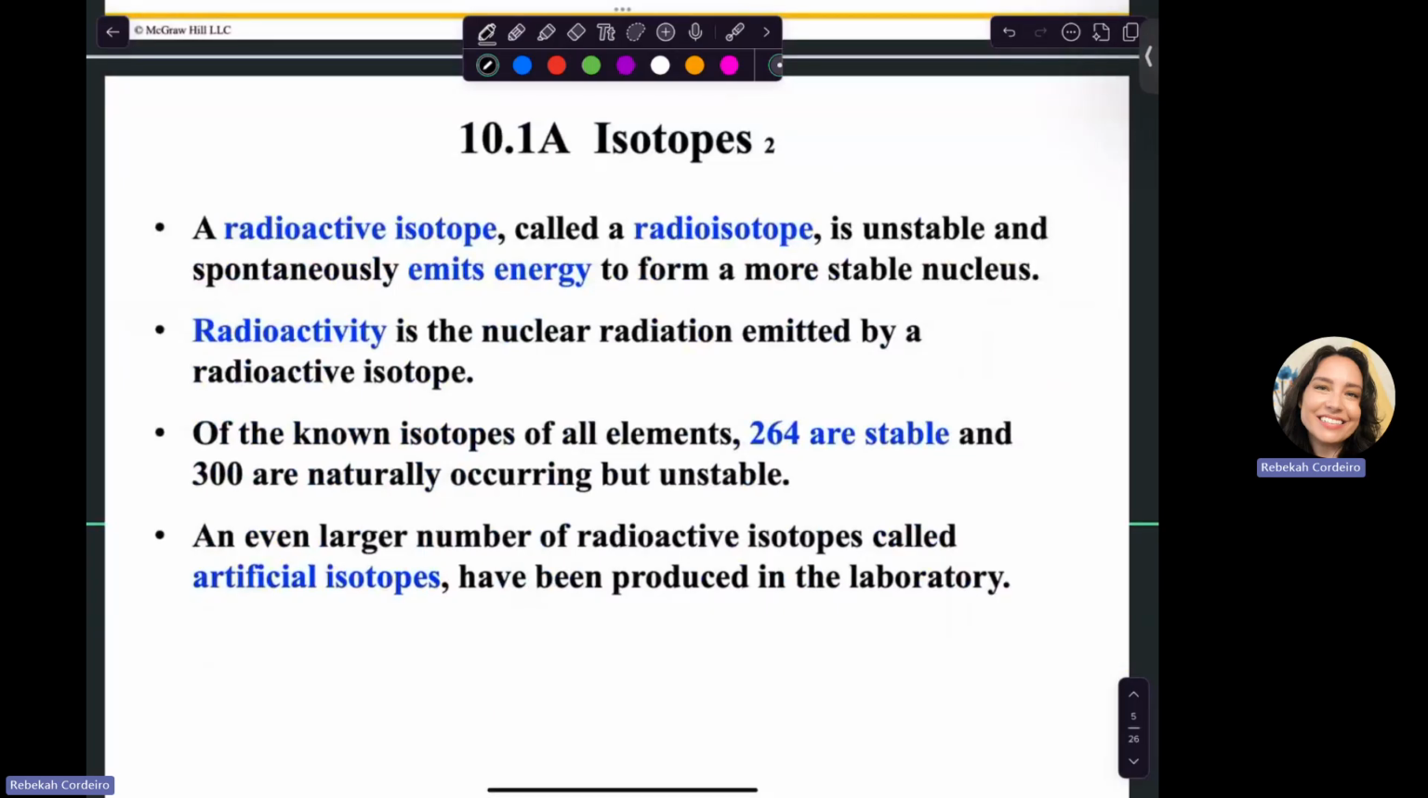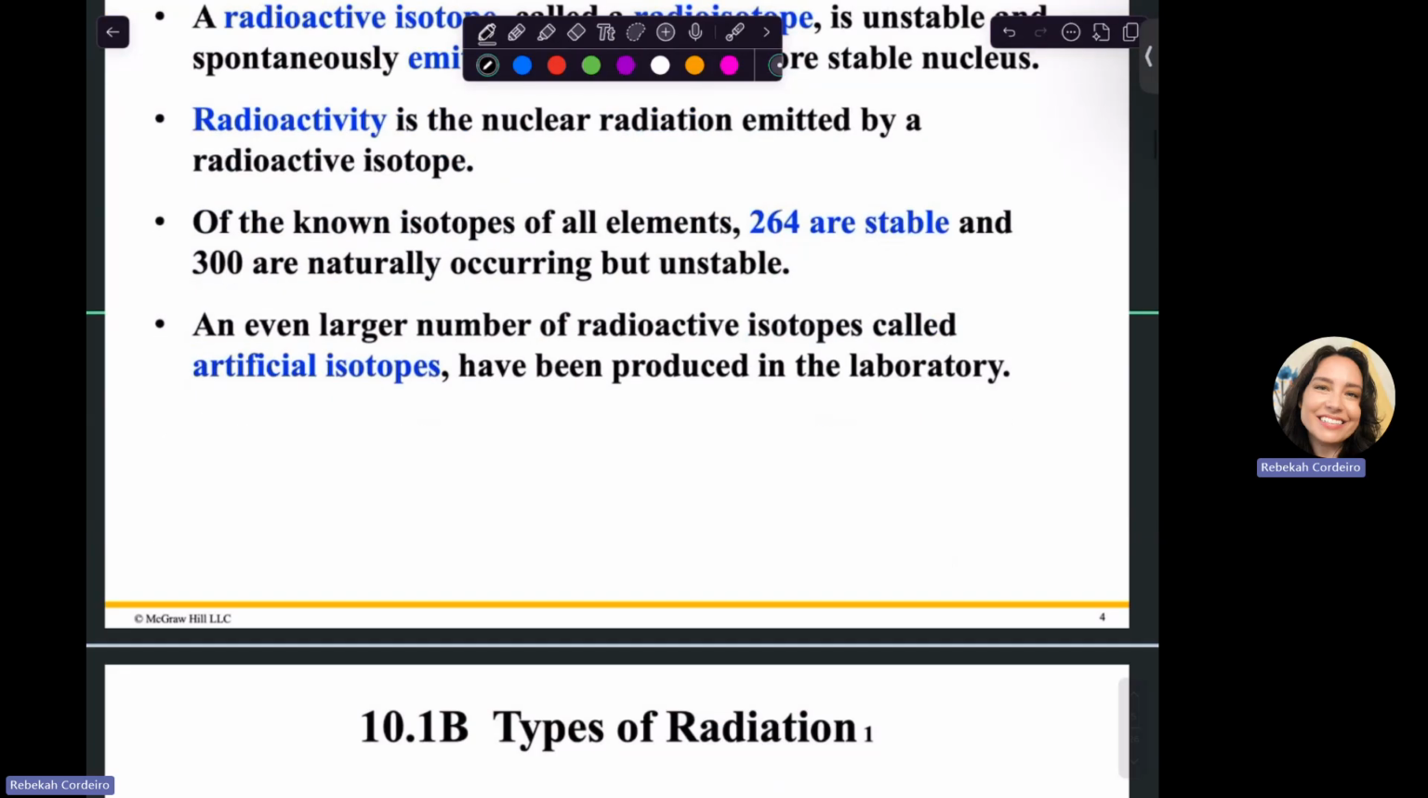A radioactive isotope, or radioisotope, is unstable and it emits energy and essentially comes apart until it becomes stable. The radioactivity is the radiation that's emitted as it comes apart. Of all the known isotopes, only 264 are stable, but we have another 300 that are naturally occurring but unstable. Pretty much anything man-made or artificial is radioactive, for the most part. There are some that are stable, but not a lot.